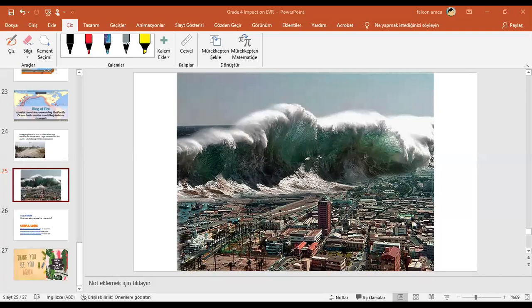Okay, now we will do true and false together. The first question, look here on page 85. The first one: tsunamis are always caused by meteorites. Is it true? No, because there are many reasons. For example, earthquakes, or another one is meteorites. I mean, it is one of them, but not all of them.